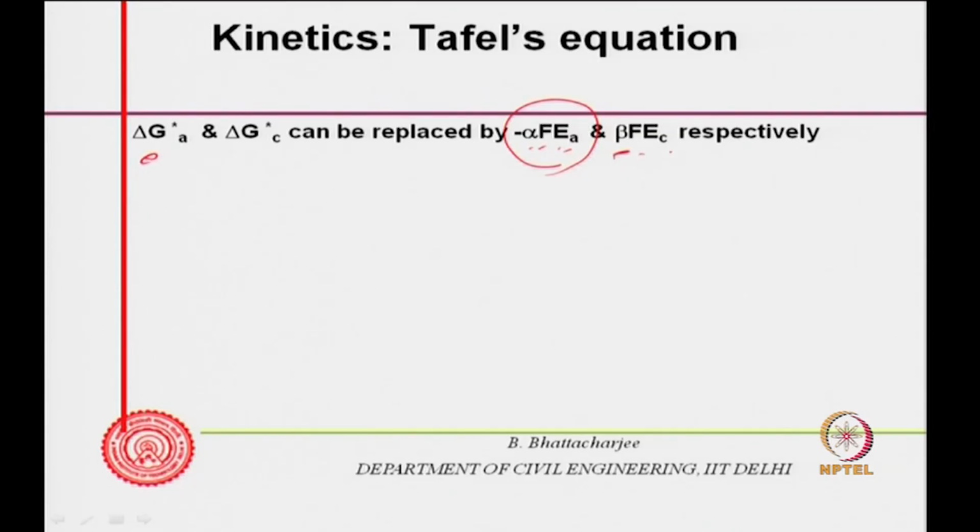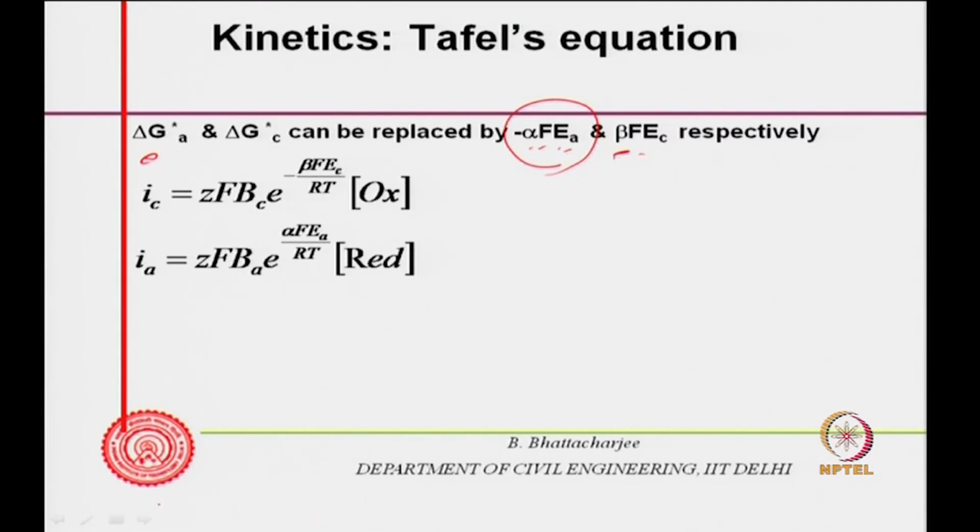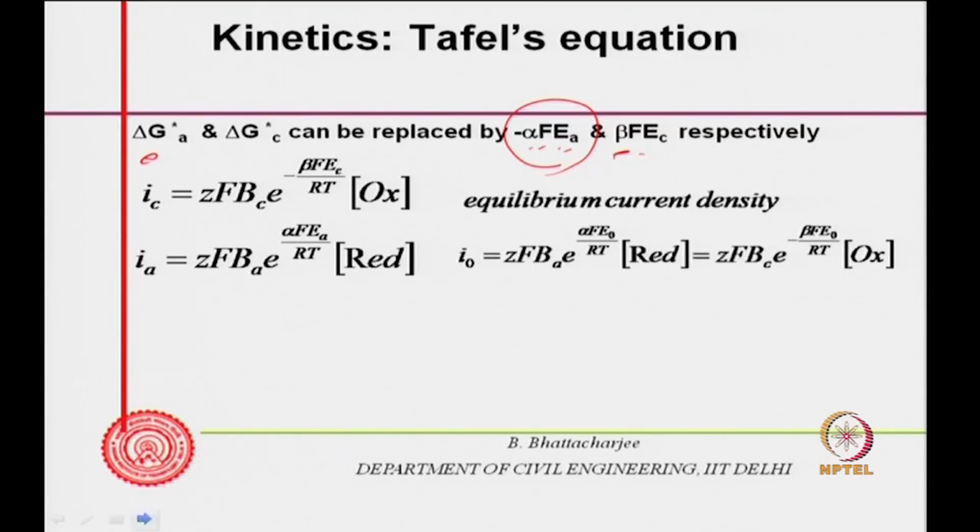Similarly, beta F EC that we have discussed earlier, we can write it in this manner: alpha beta F EC divided by RT and alpha F EA divided by RT. In this manner we can write it. At equilibrium current density, these two will be the same. So, if I call this I 0, I will get this kind of relationship, these two will be the same. This will be E 0, and this will also be E 0.